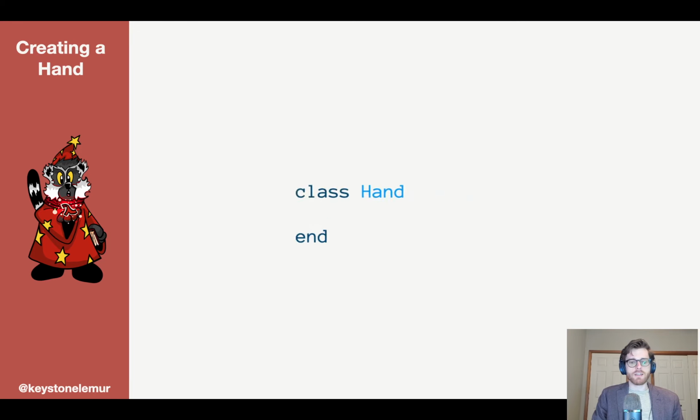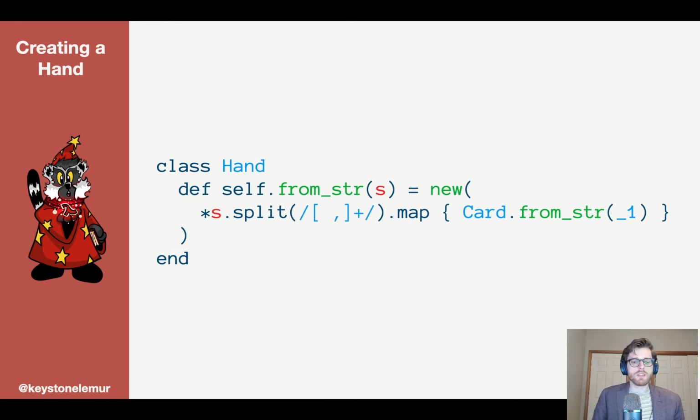Back to our hand class, we want a similar from string method here, but it can be a bit more involved. We want to split the input string on either a comma or spaces so we have multiple accepted formats here, and then we want to make them all into cards. You might notice the _1 here, which is a numbered param, also fairly recent in Ruby. That's the implied first argument, allowing us to pass whatever items we split through to map and make new cards out of them.